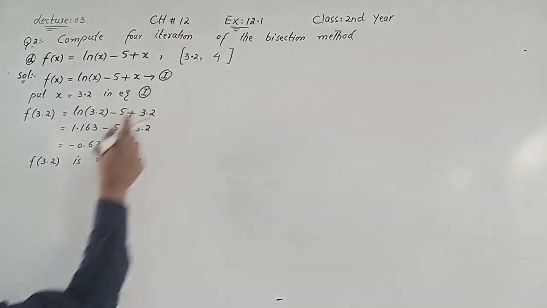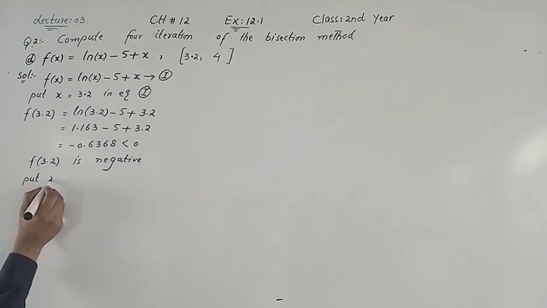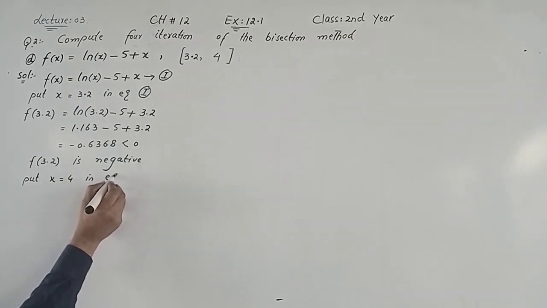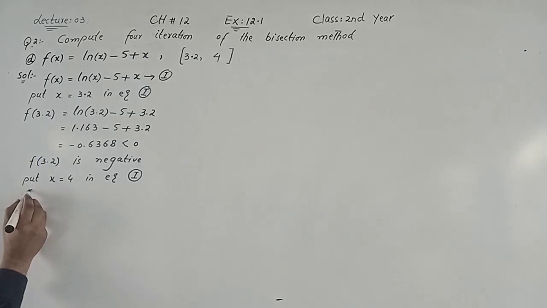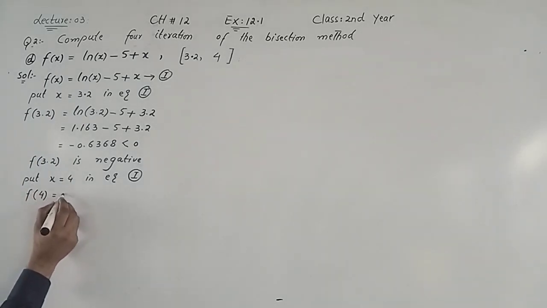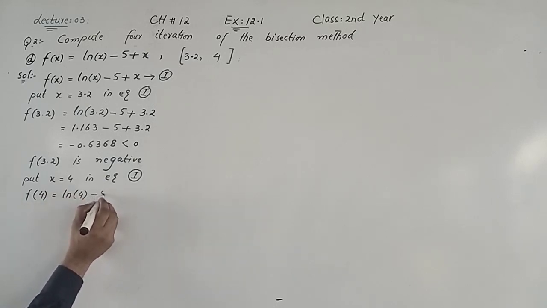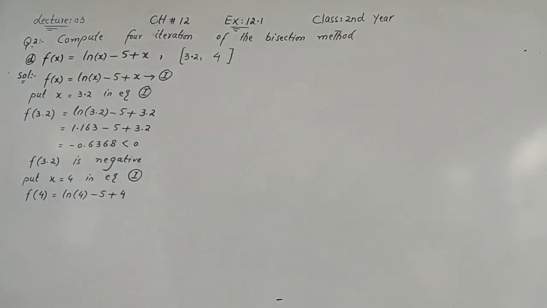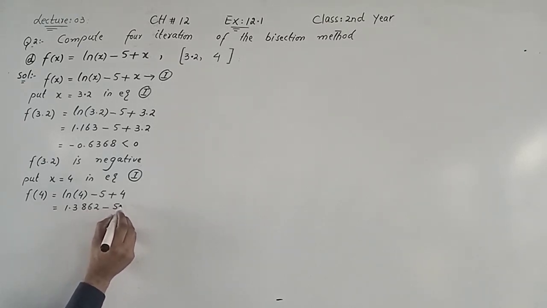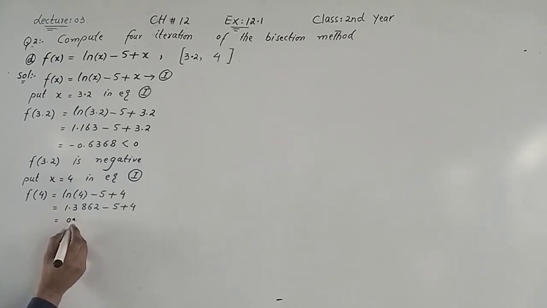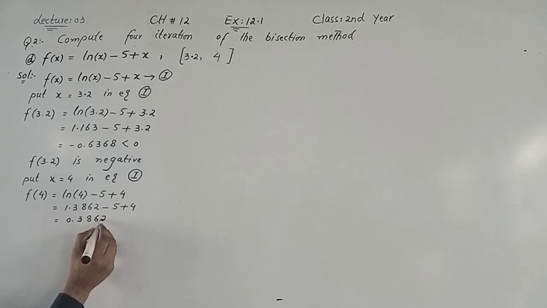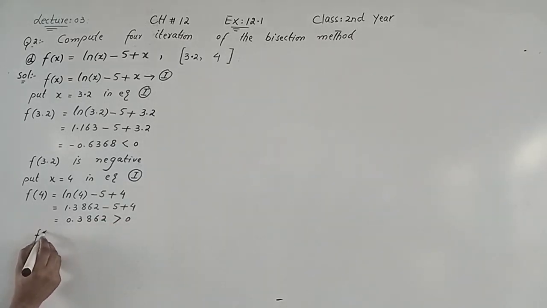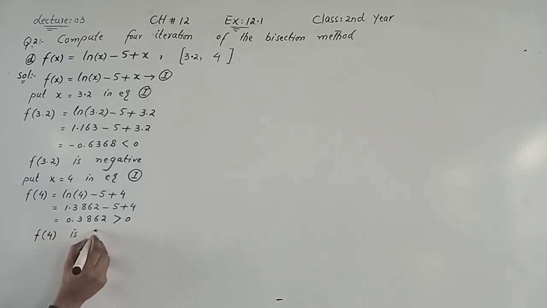Now put x is equal to 4 in equation 1. तो हमारे पास आ जाएगा if x की जगह 4 तो आ जाएगा log of 4 minus 5 plus 4. तो क्या आ जाएगा? log of 4 से हमारे पास आ जाएगा 1.3862 minus 5 plus 4. तो इससे हमारे पास आ जाएगा 0.3862 which is greater than 0. Means f(4) is positive.